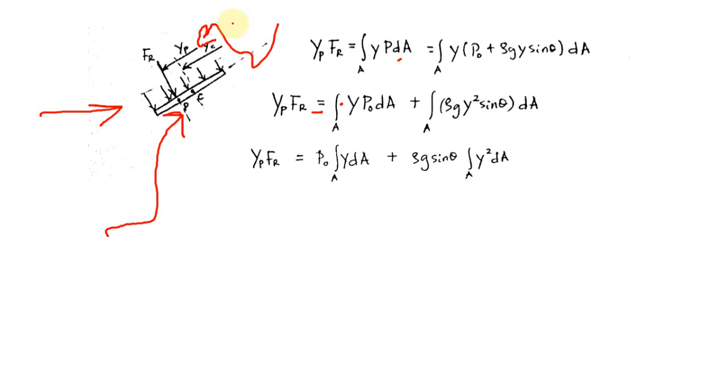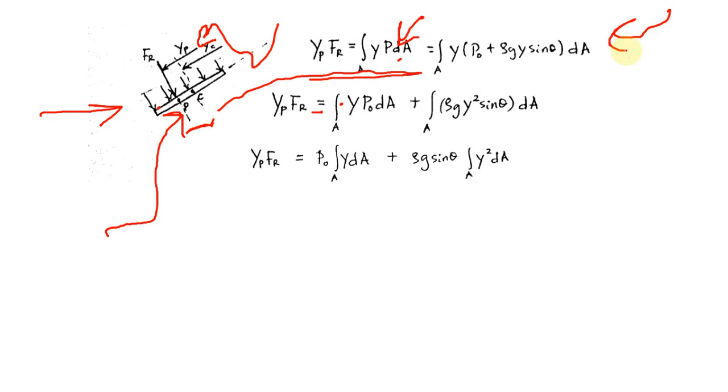We have YPFR, so we have YP over here. YPFR is the moment by the resultant force at the center of pressure, and the integration of Y times PdA gives me the moment on every differential area. So we just calculate the moment on each differential area and add them up, so those two have to be equal.